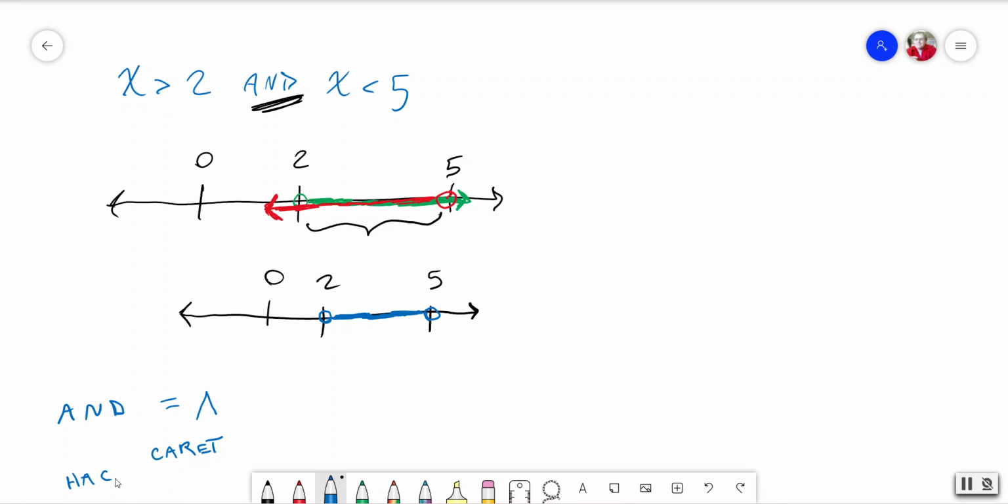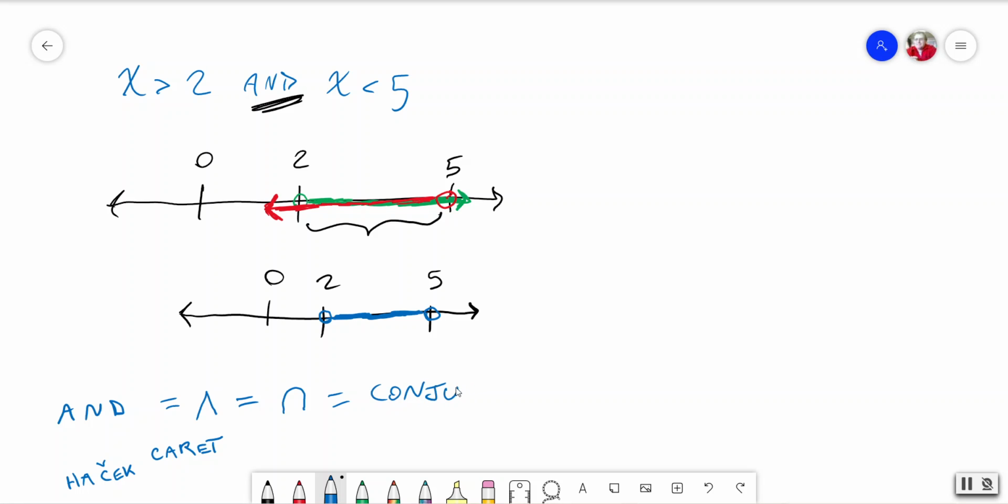Junction means unifying, coming together, like a junction of a road. Con means with. So coming together with, which is what "and" really means. And conjunction means two things are happening at once. It has to be bigger than 2, and at the same time, it has to be less than 5. This interval is completely open because neither side is included.